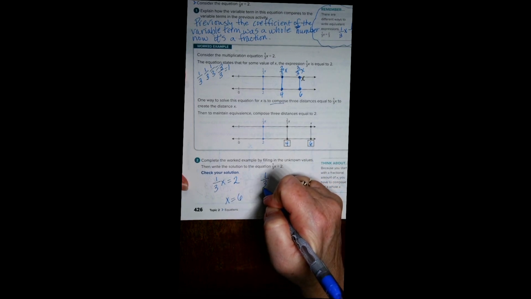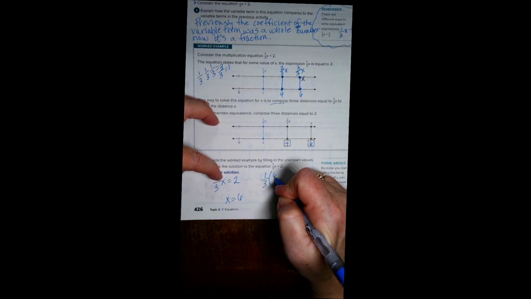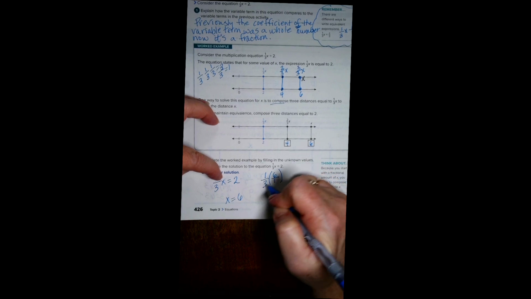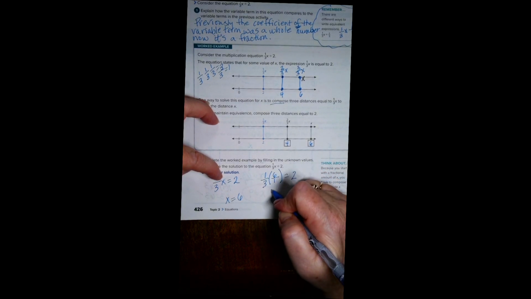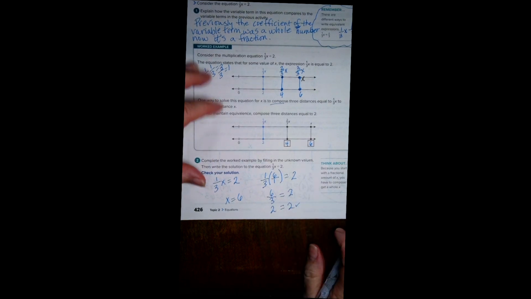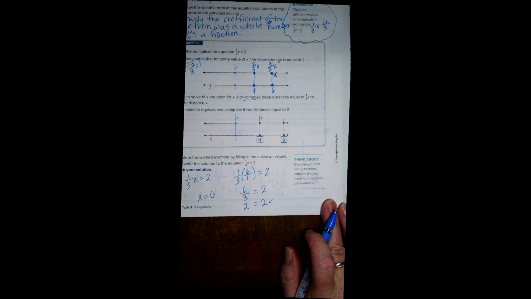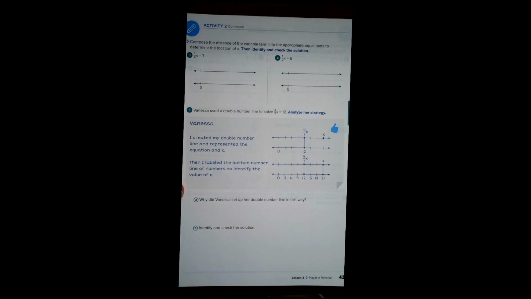It wants us to check it. So if we do 1/3, substituting our 6 in for the x, 1/3 times 6, I'm going to put it over 1 since we have a coefficient that's a fraction, equals 2. 1 times 6 is 6. 3 times 1 is 3, equals 2. 6 divided by 3 is 2. 2 does equal 2. Checks out. Think about, because you start with a fractional amount of x, you have to compose to get a whole x. Okay, moving on. Page 427.